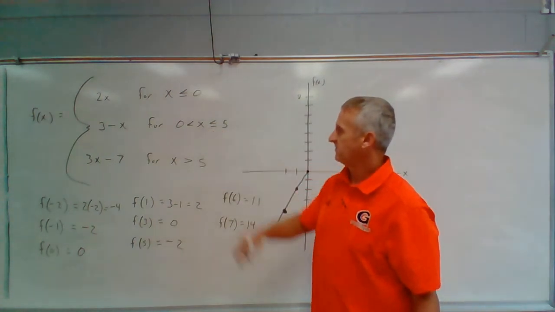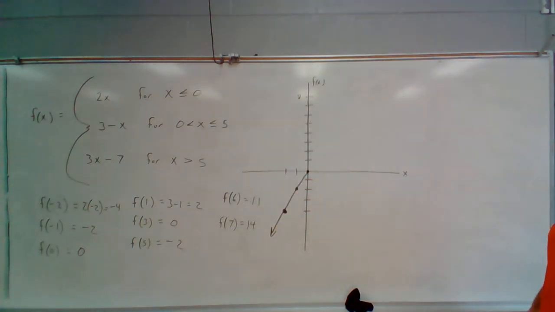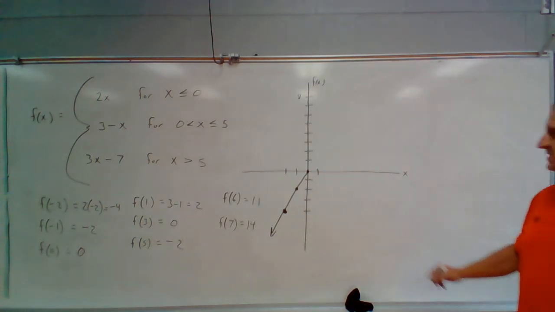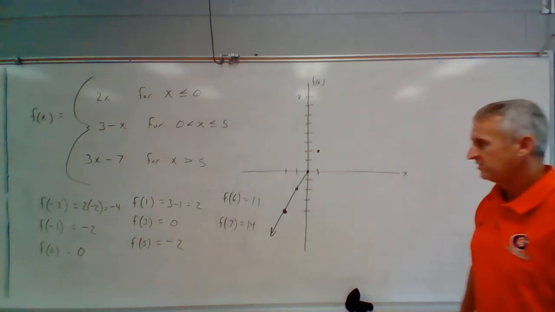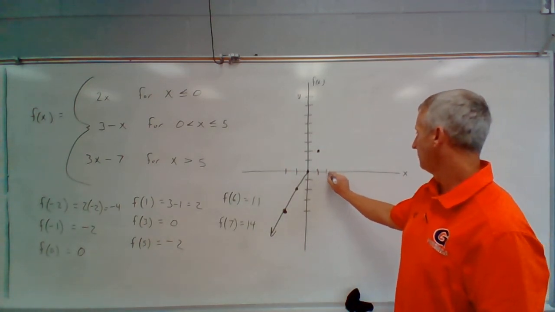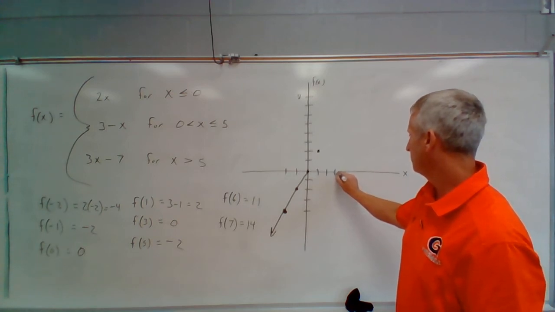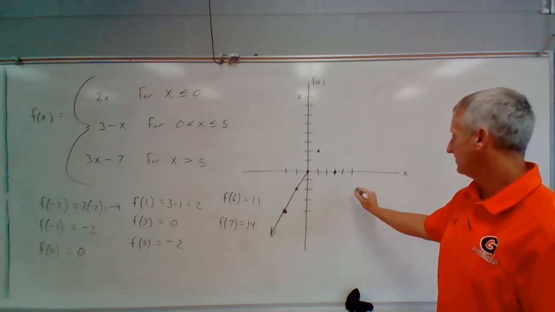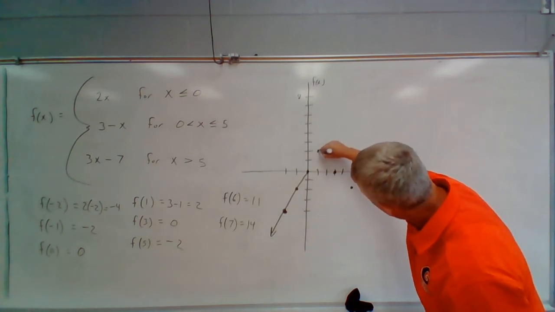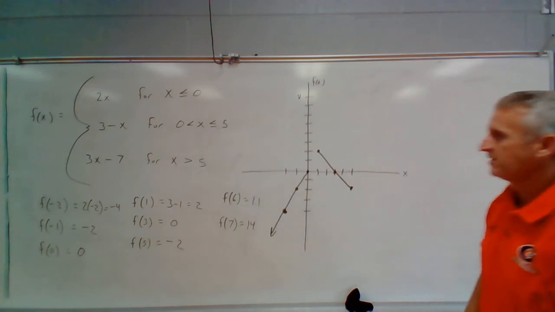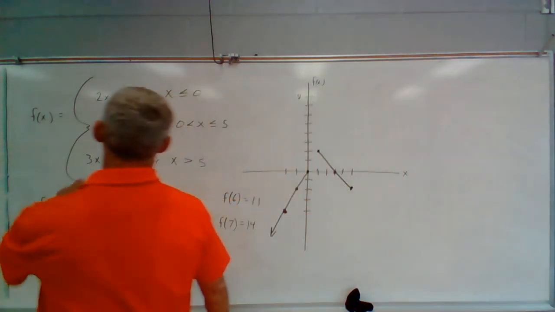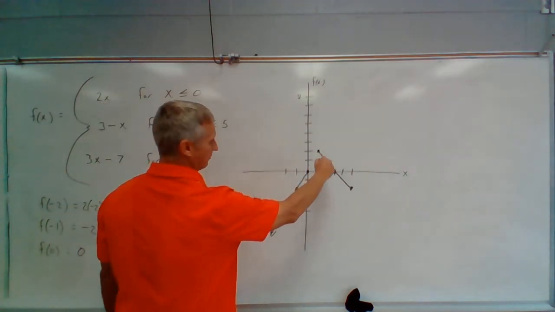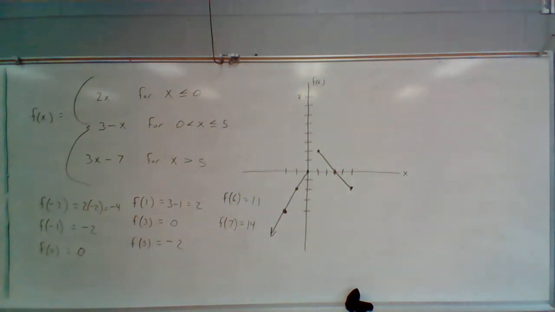The middle function, let's graph it. Okay, so when I plugged in 1, I got a 2. When I plugged in 3, I got 0. When I plugged in 5, I got negative 2. You see we have a line going this way. So my slope is negative 1, so it's going down, down 1, over 1, down 1, over 1, and so forth.